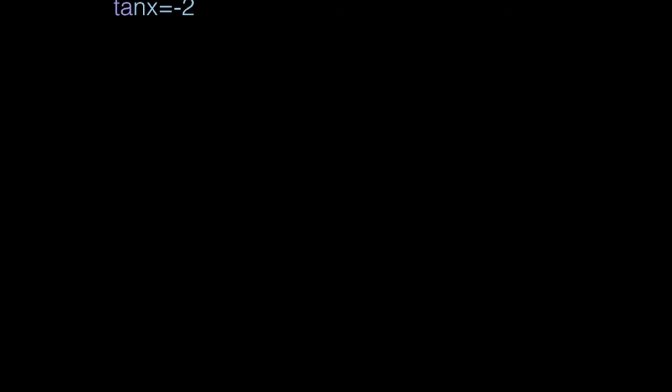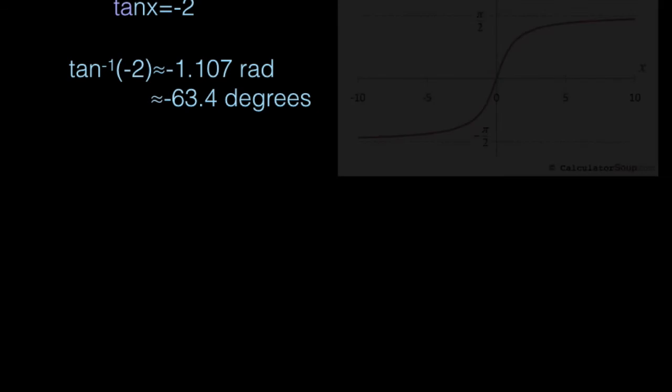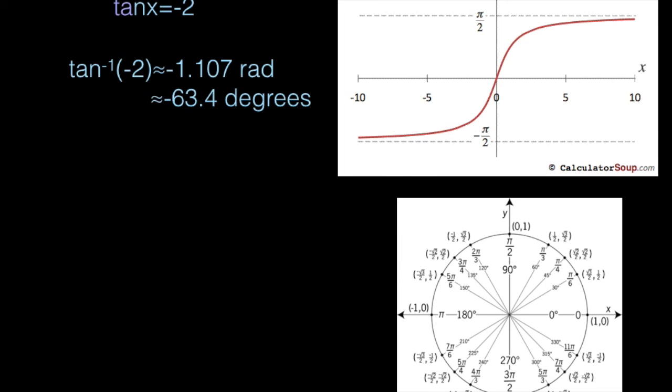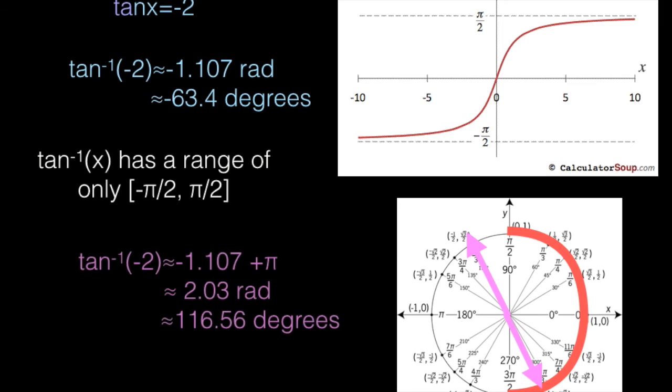And now lastly, we have to find the x values that make tangent x equal to negative 2. We take the inverse and we get negative 1.107 radians, or negative 63.4 degrees. Again, we have a restricted range from inverse tangent that goes from this part of the unit circle. So we have to add pi to negative 1.107, and we get 2.03 radians, which is roughly 116.56 degrees. And thus our solution is x is either negative 1.107 plus 2k pi, or x is equal to 2.03 plus 2k pi. That is the end of this video.